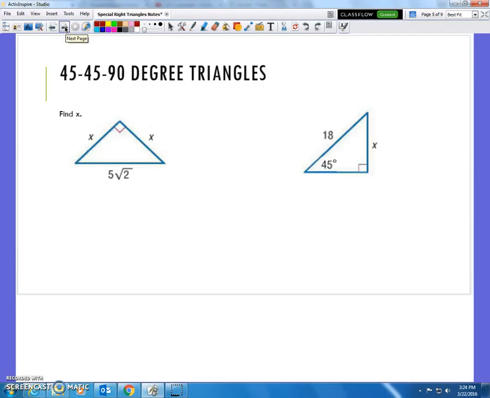As I was saying, this time, because this is the hypotenuse across from the 90 degree angle, I know that they're giving me the hypotenuse of 5 root 2. The relationship between the hypotenuse and the legs is, if I divide it by root 2, I'll be left with the length of one leg. So in this case, each leg is 5.